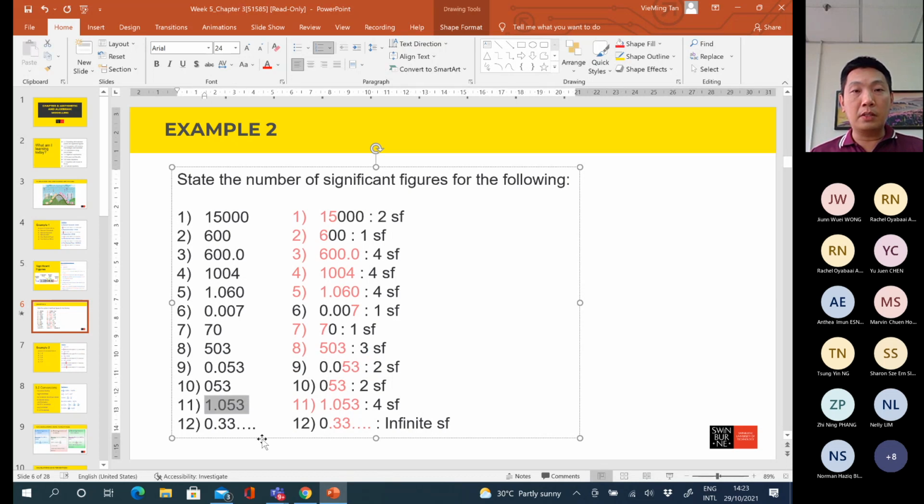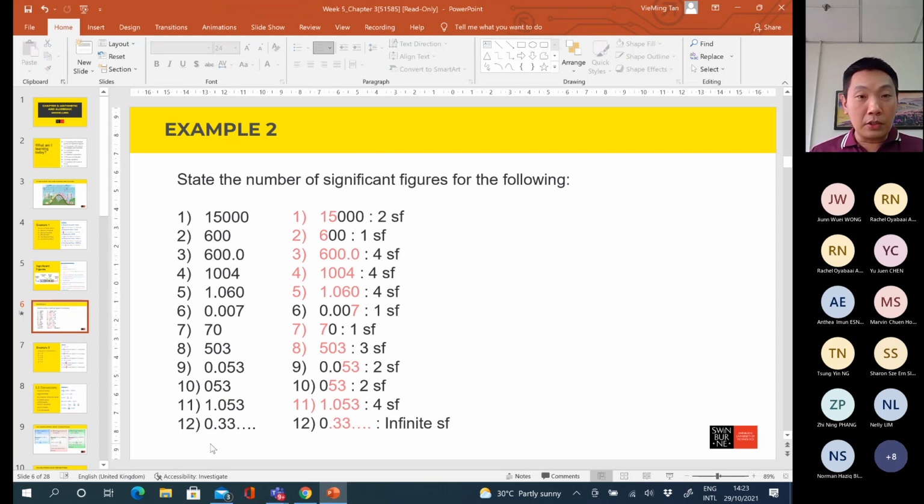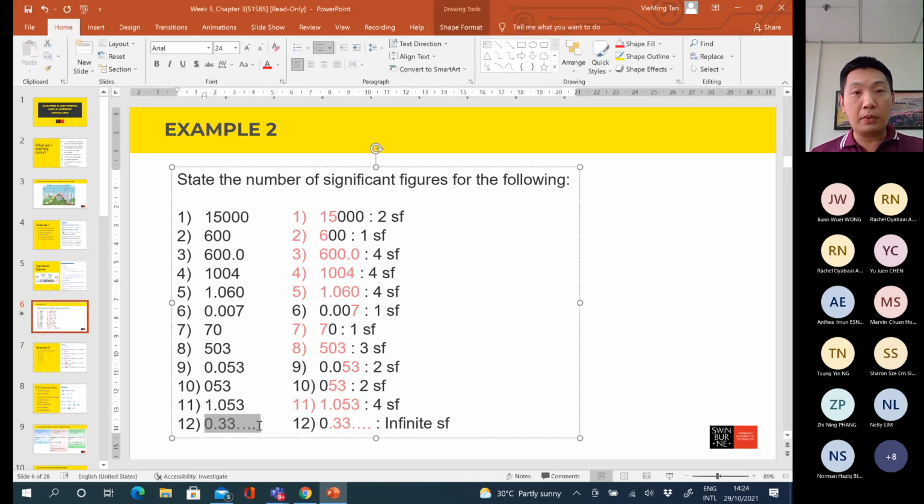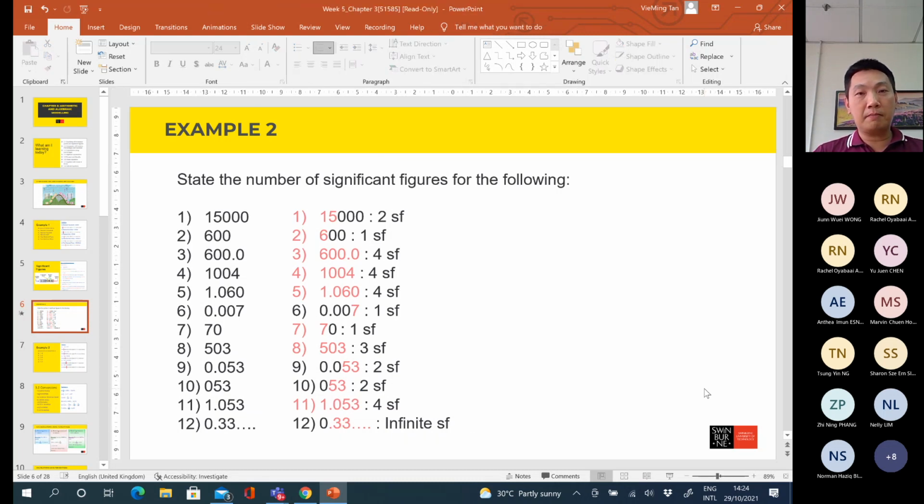Okay, next, 1.053. This 0 is in between two non-zero numbers. So we should include this 0 as one of the significant figures. So in total, there are 4 SF. Okay, next one, let's say 0.33333, an infinite number. Then if the question asks how many significant figures for this number, the answer is infinity significant figures. So far so good for this question.